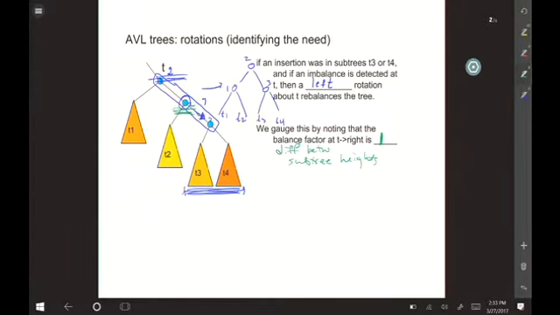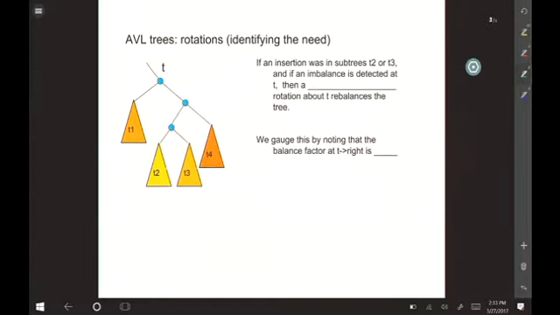Similarly, the discussion in this picture is the following. Again, the imbalance is detected here. Oops. So its balance factor is 2. If it were -2, we'd be talking about rights instead of lefts. So its balance factor is 2, and we inserted here. Okay, those are the givens.